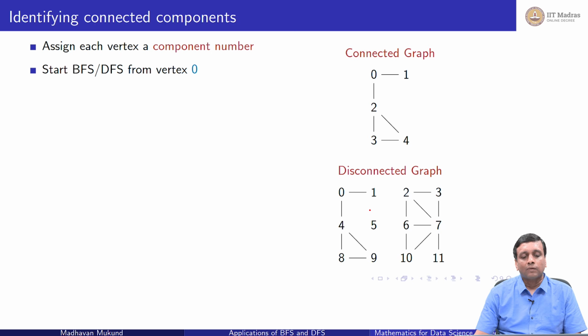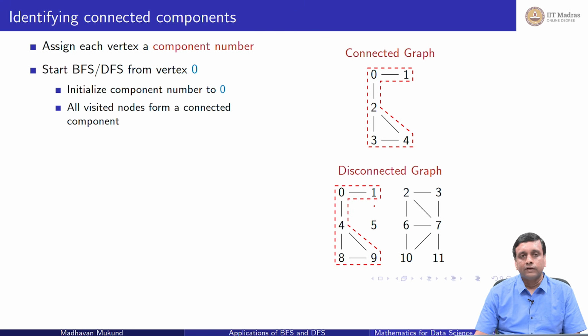So initially, we want to do it for the whole graph, right? So we might as well start at vertex 0. We want to find out how many components are there in this graph. So we start at vertex 0 with either BFS or DFS, it doesn't matter. And then this new quantity that we are going to assign to vertices, which is the component number, we initialize this quantity to 0.